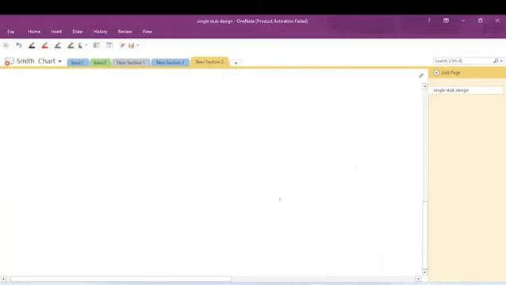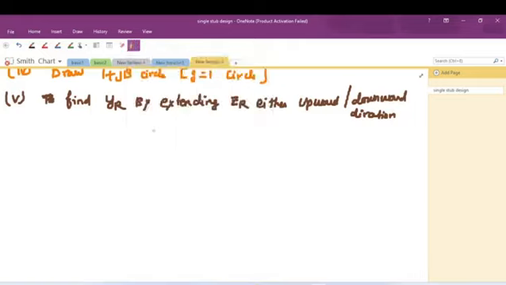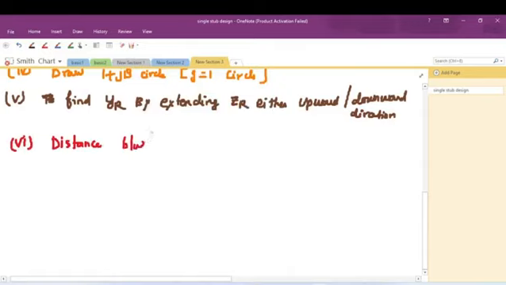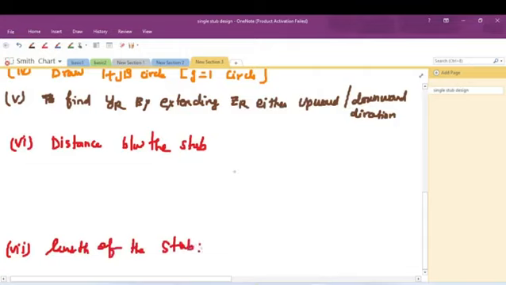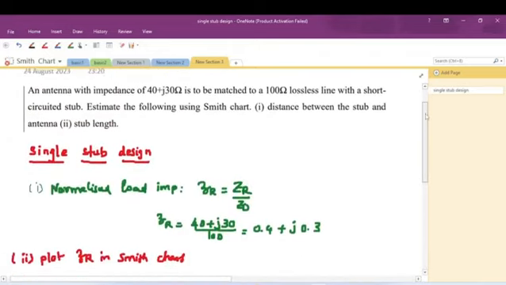After this, we are going to find out the values. That is, we are going to calculate the distance between the stub and the length of the stub. I will explain how to find the distance. The seventh step is how to find the length of the stub, or location of the stub. So these are the things we are going to find out. Now I will do it step by step.